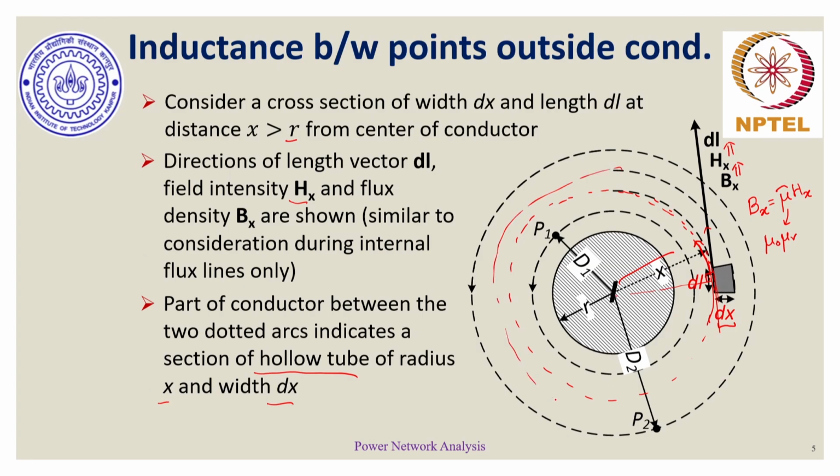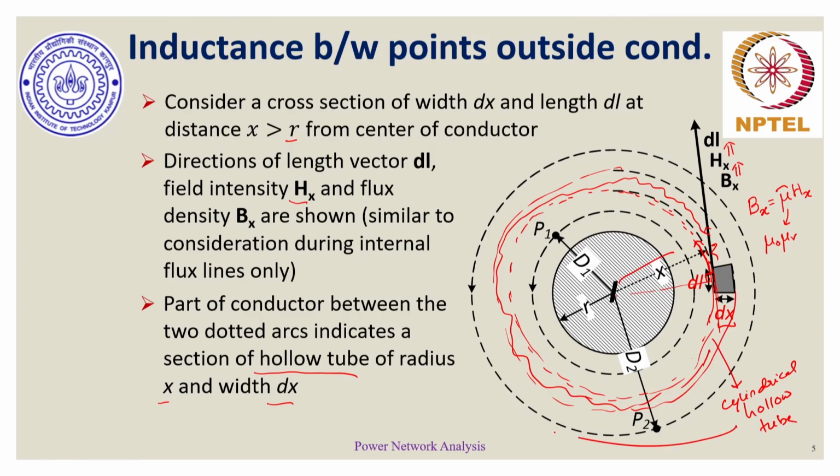If I were to complete this entire cross section, pardon me for not being able to draw a perfect circle, then this entire tube, which is going to be our point of concern for finding the impact of external magnetic flux lines, would be a cylindrical hollow tube whose parameters are what are given here. The radius is x and the width is dx.